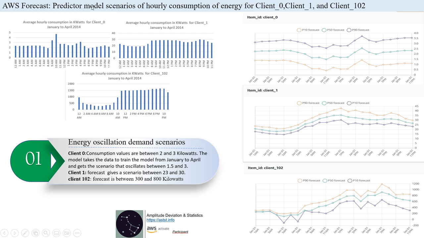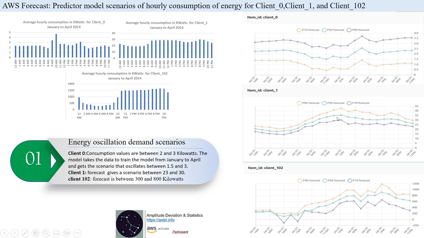And then we are going to see the predictor model scenarios of hourly consumption. Once we use these input scenarios for these 3 clients, we get these forecasts for these 3 clients. You can see that for client 0, the client 0 is here. The oscillation is between 1 and 3.5 kilowatts per hour, from the input data that we get from the consumption from January to April that we mentioned before. For client 1, the oscillation is between 23 and 30 and 40.